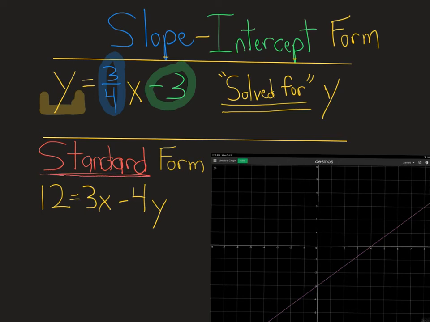And standard form, if you notice, has the x and the y on the same side of the equation, which means it is not solved for x, it is not solved for y. They are mixed together on the same side of the equation. Now, both of these, the slope-intercept form equation that you see and the standard form below it, are the exact same equation. They're the same function. They both make this graph that we see right here.